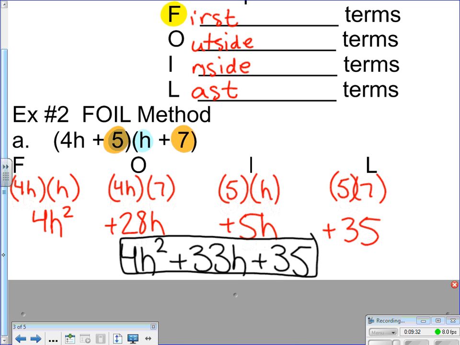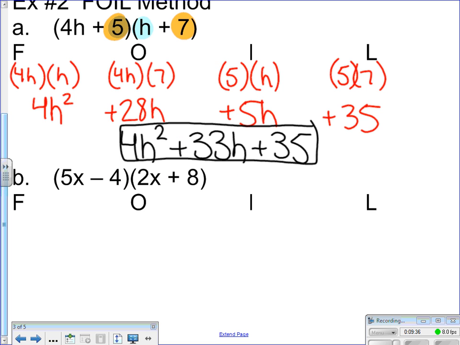All right, down here is one for you to try. So go ahead and apply FOIL to answer B. All right, you should be done. 5x is the first, and 2x is the first. Multiply them together, that is 10x squared.